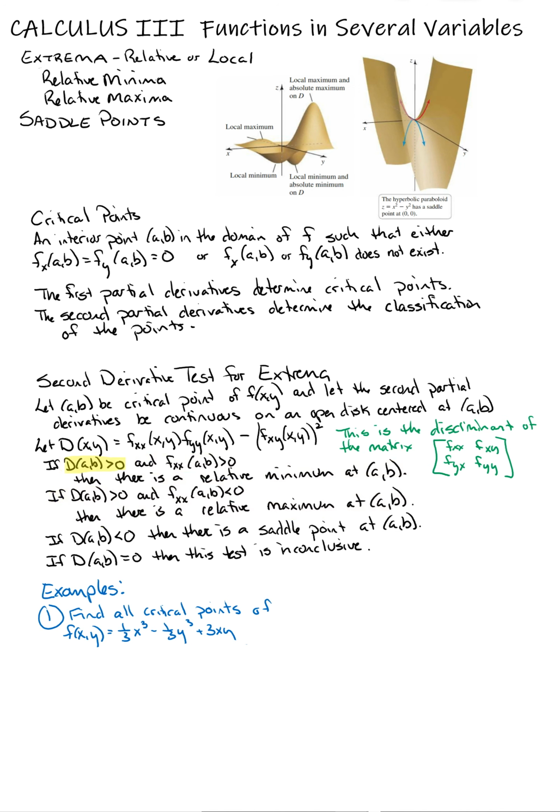Right? So in both those cases, the discriminant was greater than 0. If that discriminant is less than 0, that's when we get one of those saddle points. And finally, if the discriminant is equal to 0, then that tells us nothing. This test is actually inconclusive. We would have to use other techniques.